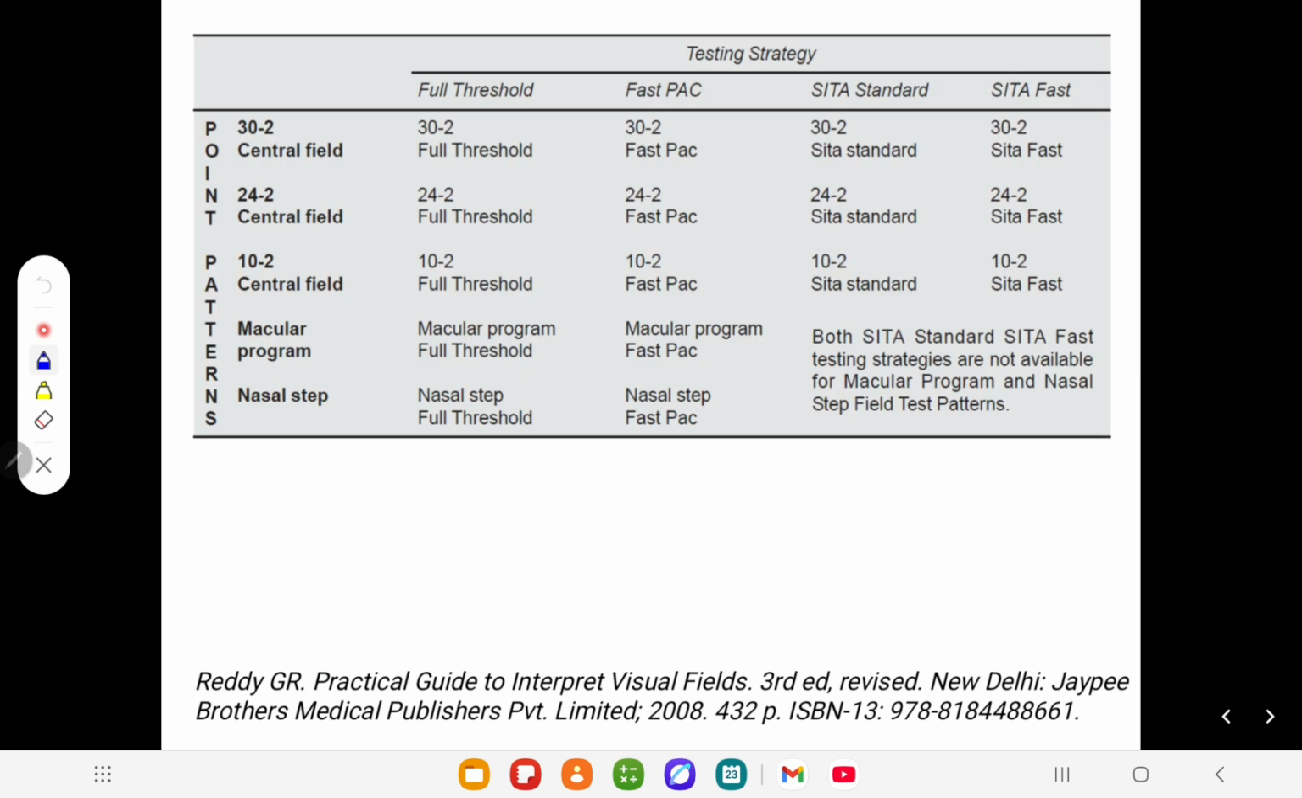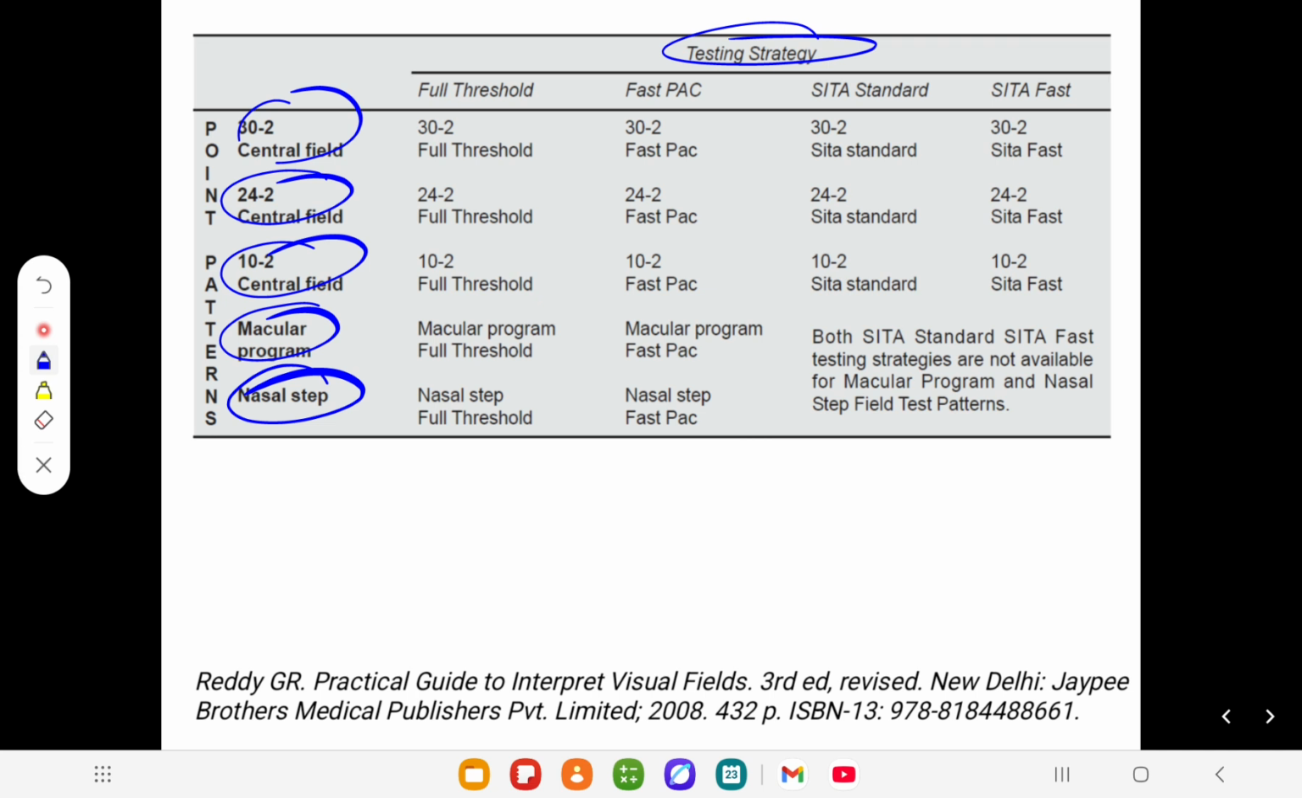Now see the testing strategy comparison. It's very important: 30-2, 24-2, 10-2, macular program, nasal step. First, I want to tell you that macular program and nasal step are not in SITA. There is no SITA for macular program. Both SITA standard and SITA fast testing strategies are not available in macular program and nasal step.